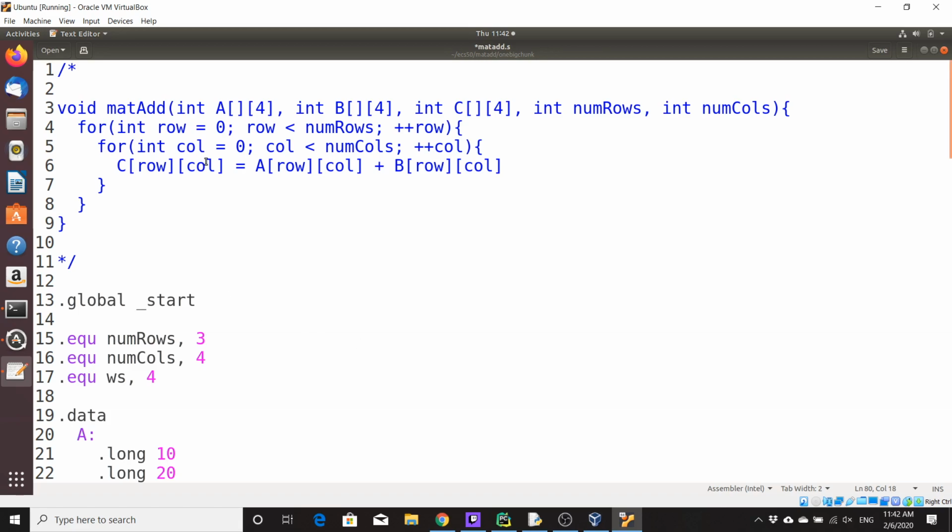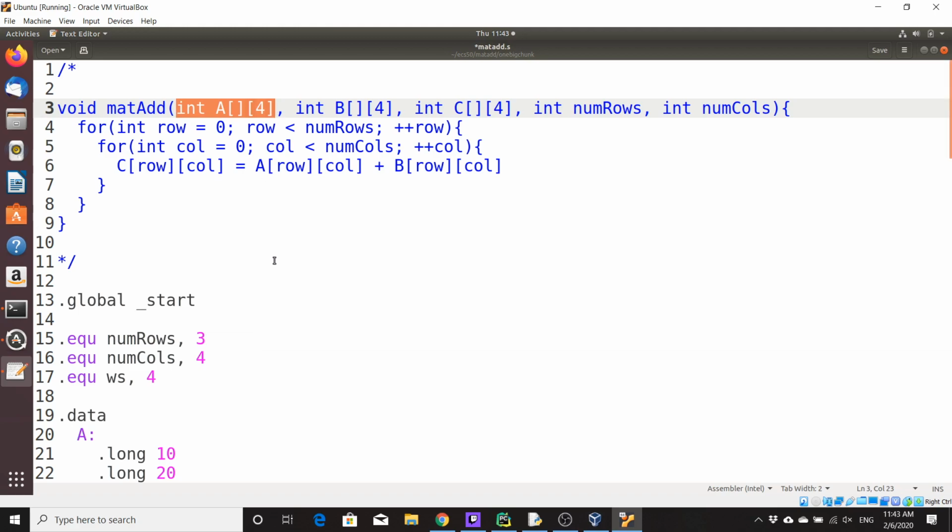So up here, does this declare an array of arrays or one big chunk? It's one big chunk. If you want to declare an array of arrays, you would see int star star. If you're dynamically allocating an array of arrays, it's int star star.